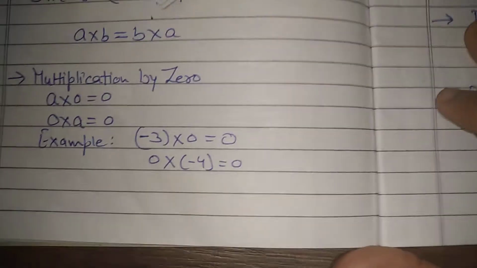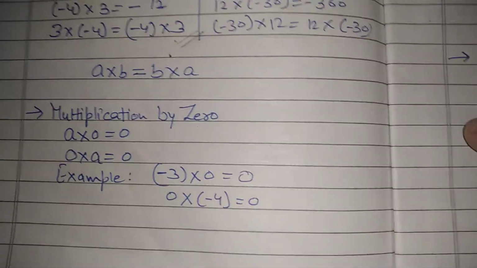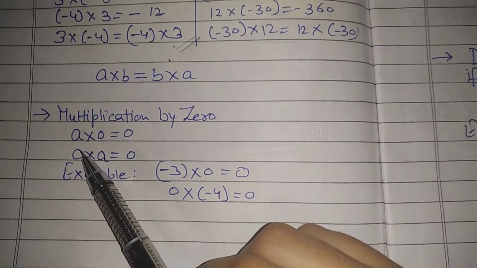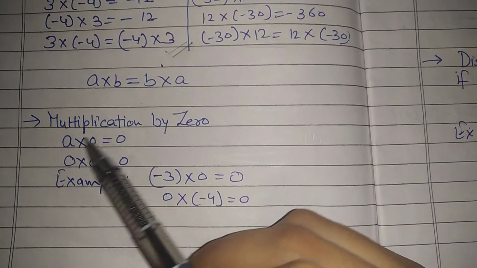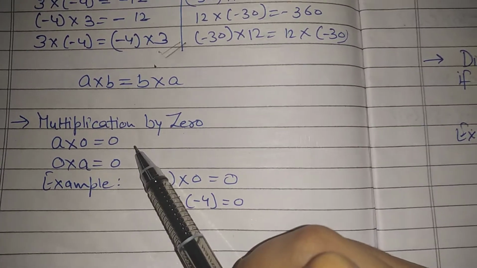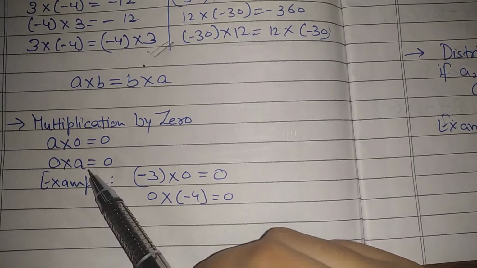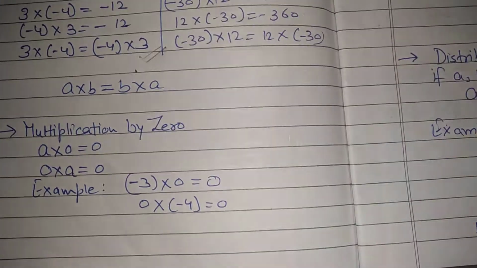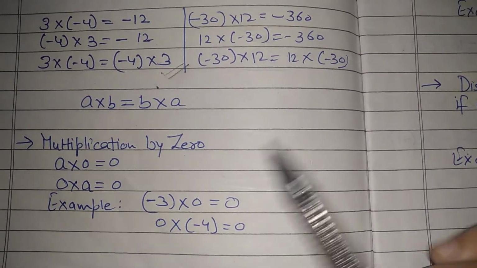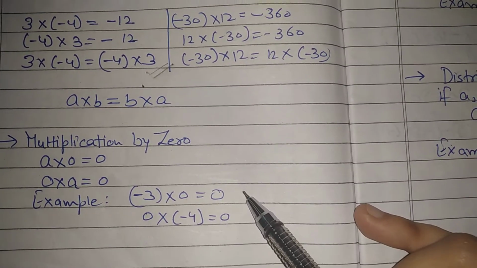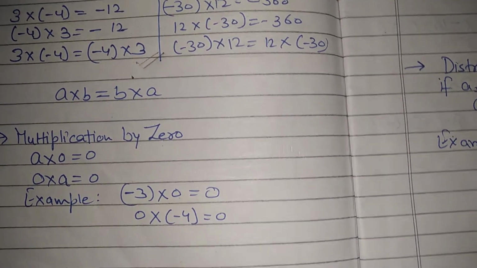Next property is multiplication by 0. So a here is an integer. So a cross 0 is 0. 0 multiplied with a is also 0. So multiplying any integer with 0, the result will also be 0.